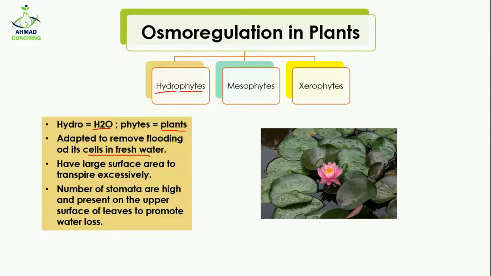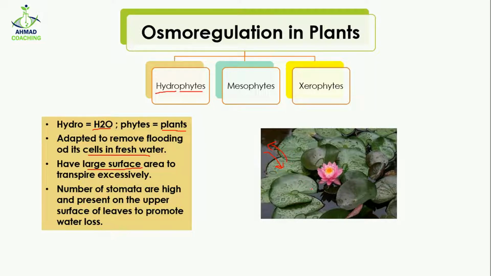Even though they are living in a water environment, the water which is entering into their cells is removed by the plant cells so that the internal environment can be maintained. For this purpose, they have a large surface area so that they can transpire excessively. Transpire means the removal of water from the cells.